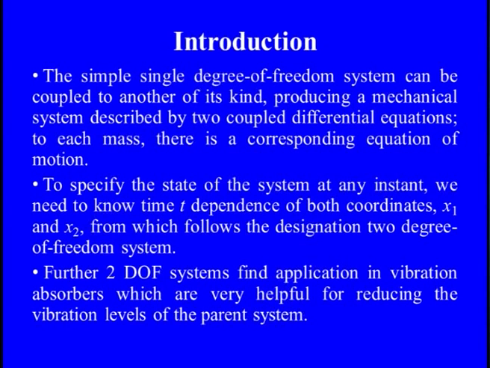To specify the state of the system at any instant, we need the dynamic parameters with respect to the coordinates x1 and x2, in which the 2 masses are oriented in their configurations. Based on this 2 degree of freedom system, we can find out where we can apply the absorber, through which we can effectively control either the x1 or x2 amplitude of the vibration. So the 2 degree of freedom system is a further refined system in which we can effectively control the vibrations at the root cause of vibration.